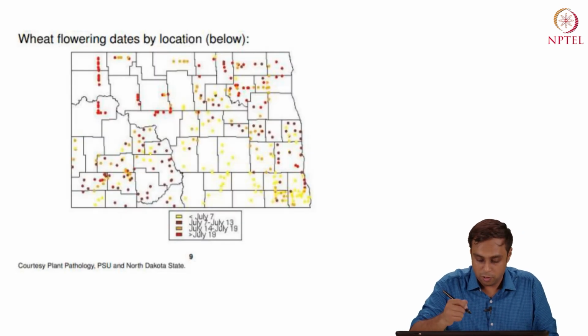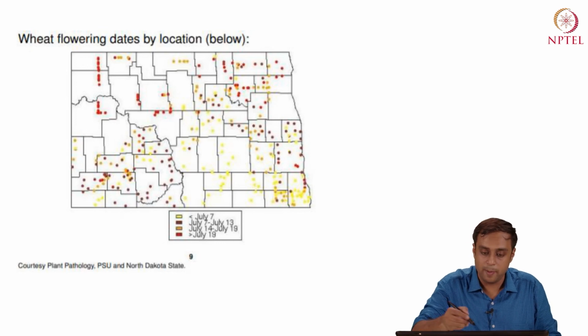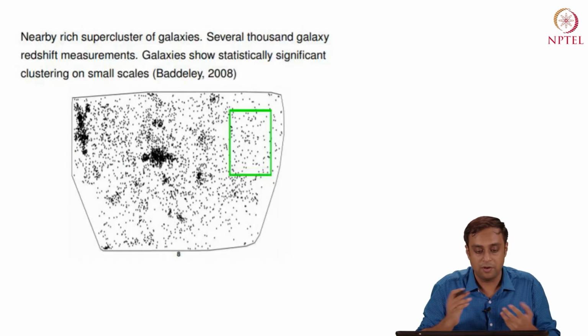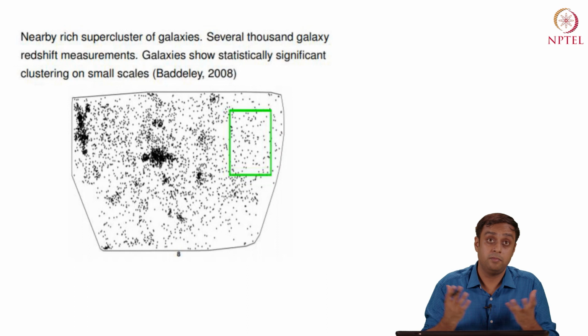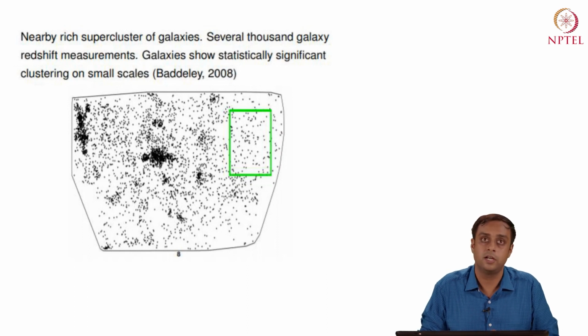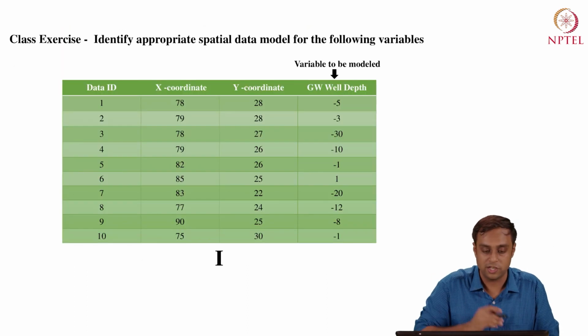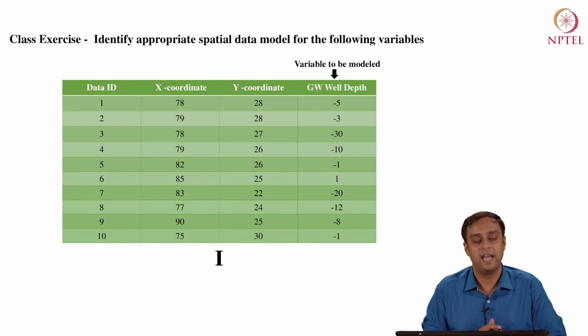There are other examples: wheat flowering dates by location. Then you have a supercluster of galaxies, and how they arrange over space. Physical scientists are very interested in this. They use spatial statistical tools to model locations or distribution of galaxies.